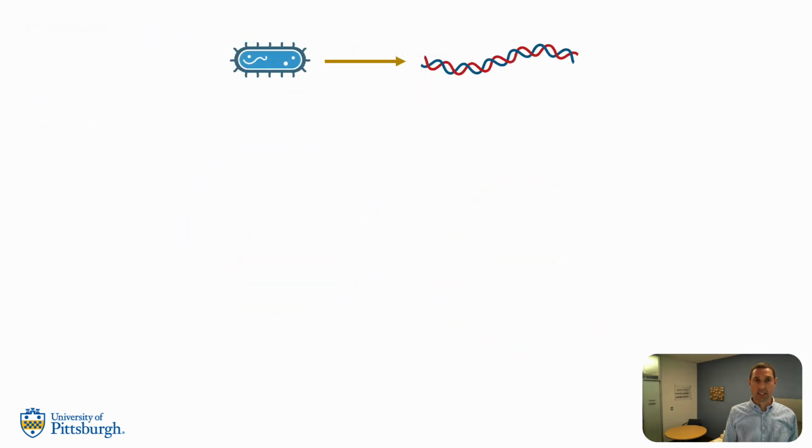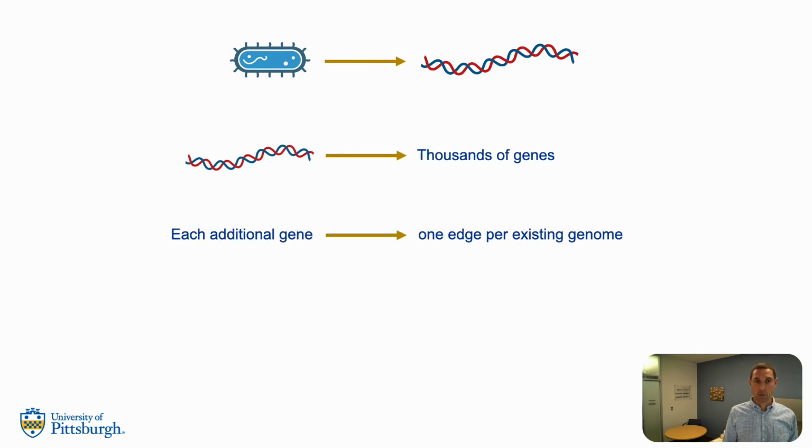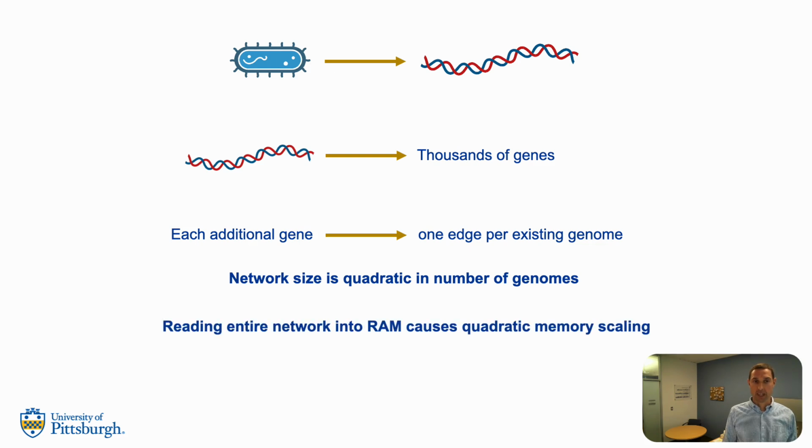So, given a genome from an organism, which has thousands of genes in it, each additional gene that we add adds one edge per previous genome. And so the network size that we're working with scales quadratically with the number of genomes, presenting a very, very large problem to solve. And the problem with that is reading an entire network into RAM results in quadratic memory scaling, which is prohibitive on most machines.